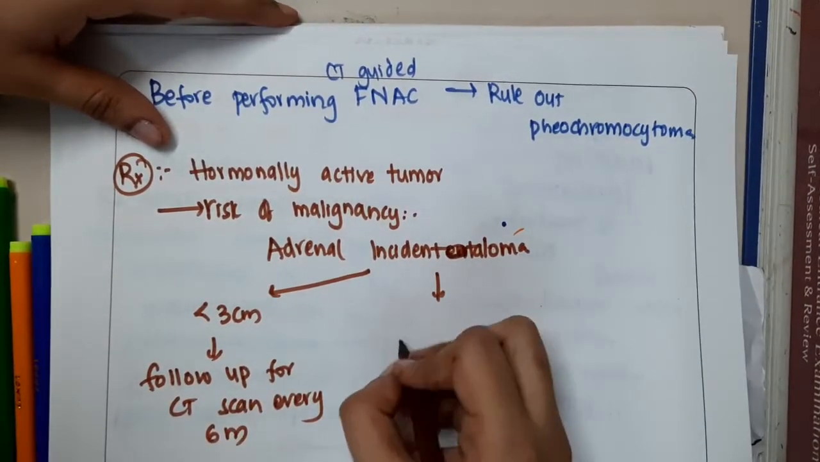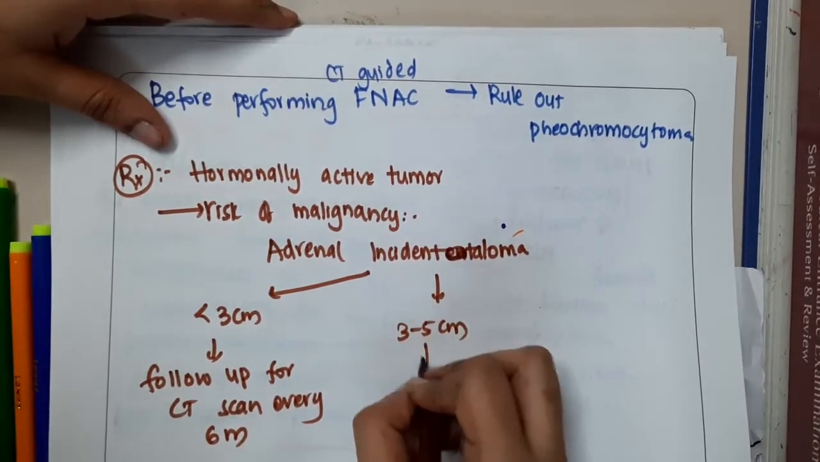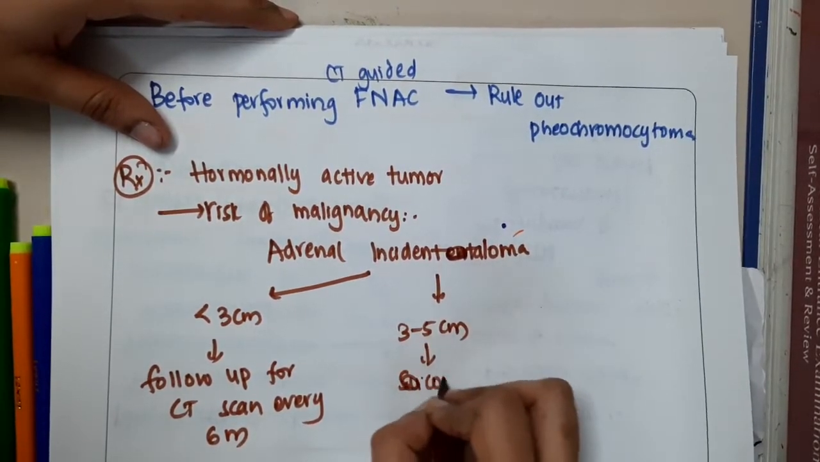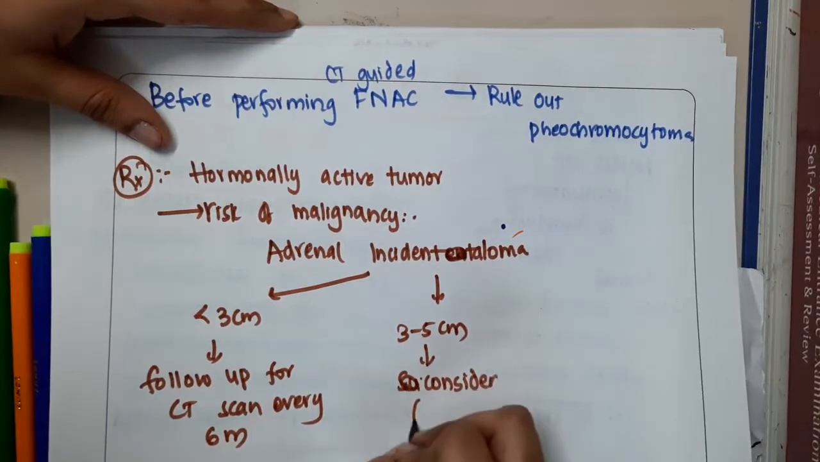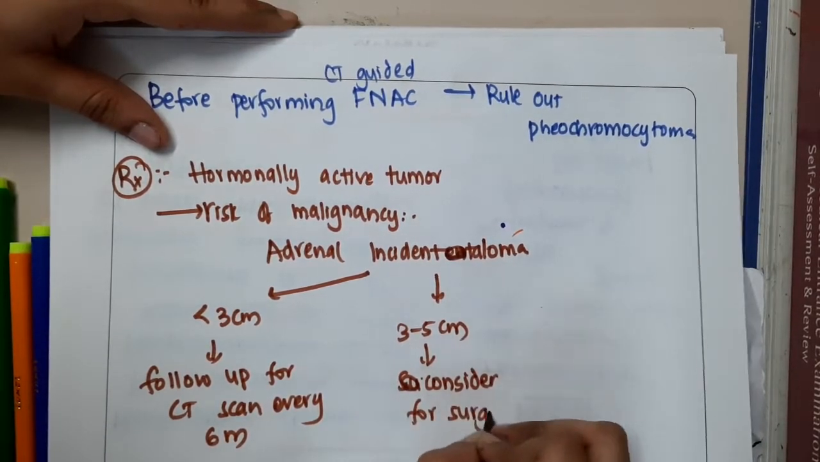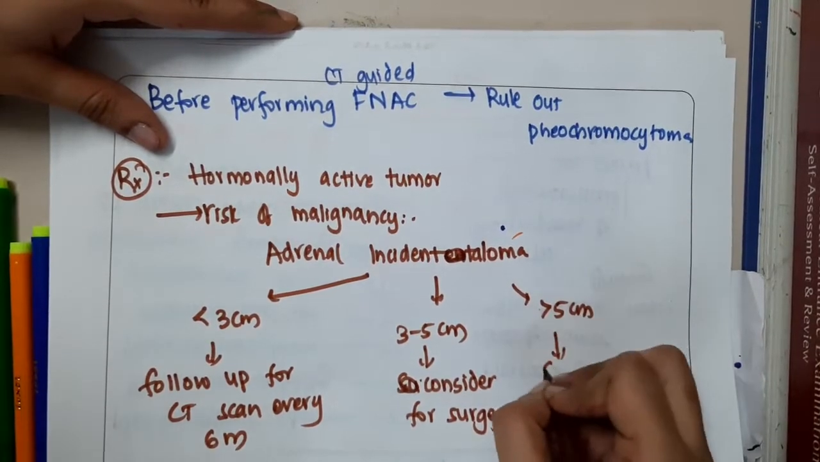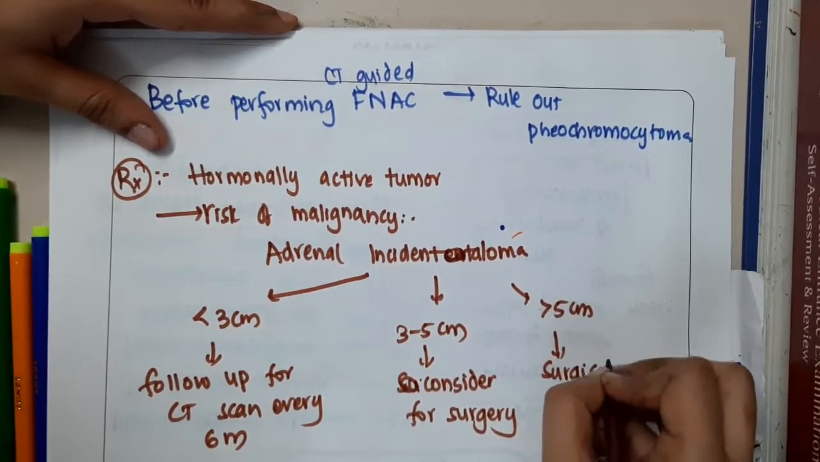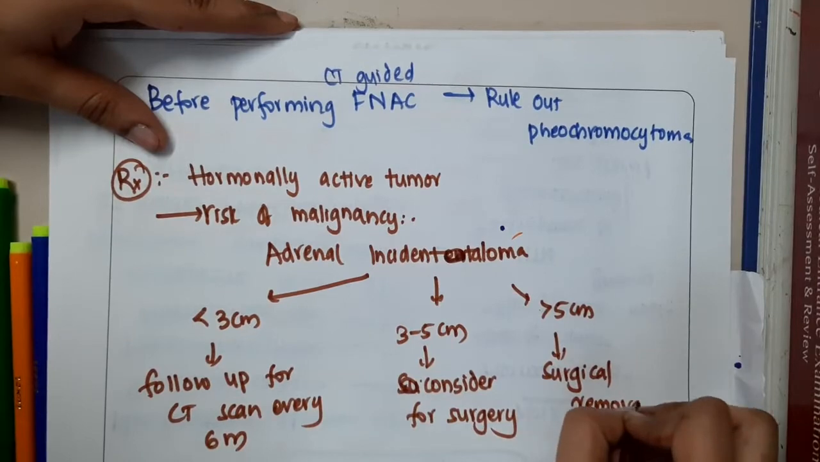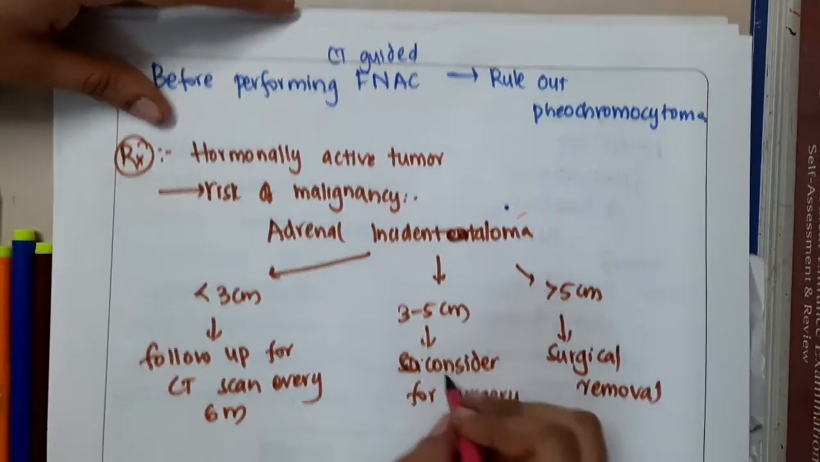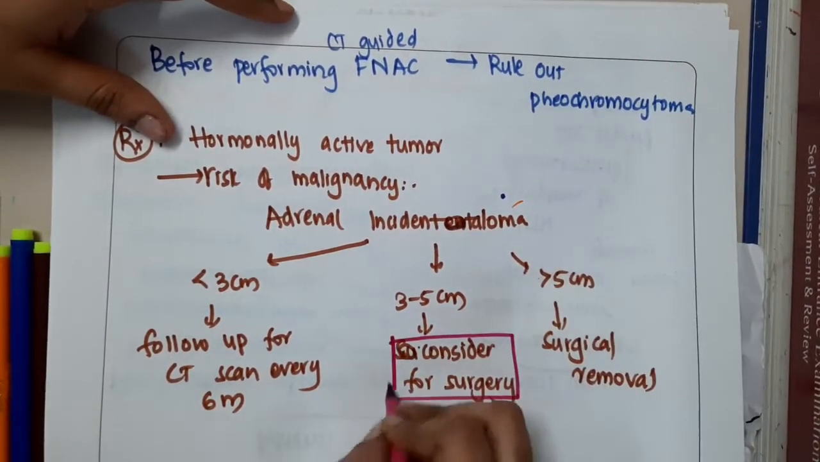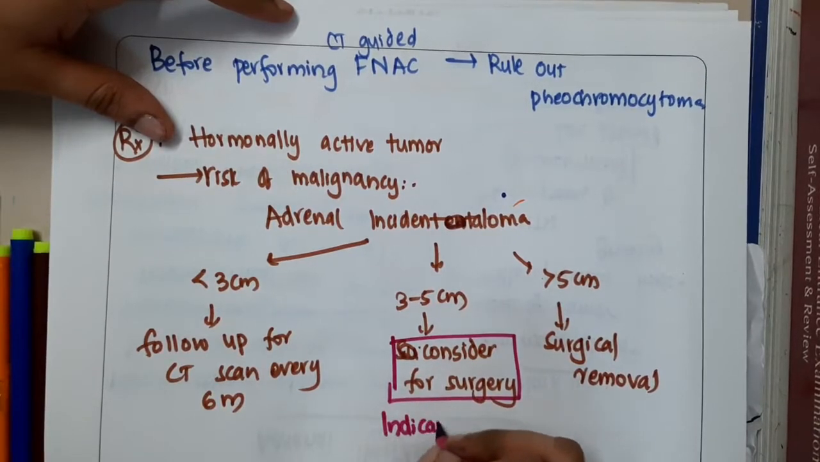If they are 3 to 5 centimeters, you should consider surgery. And if they are more than 5 centimeters, then you should do surgical removal. Then if they are between 3 to 5 centimeters, what are the indications for surgery?